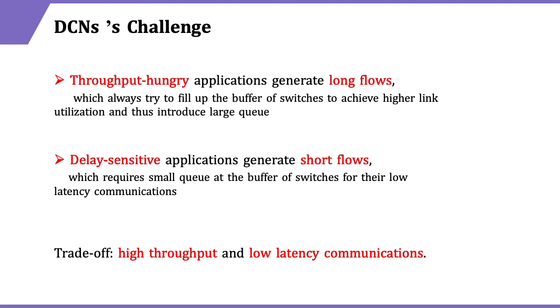The former generate long flows which always try to fill up the buffer to achieve higher link utilization and thus introduce a large queue. Small flows come from delay-sensitive applications and they require a small queue at the buffer for low latency. As a result, DCN faces great challenges to enable both high throughput and low latency communications.